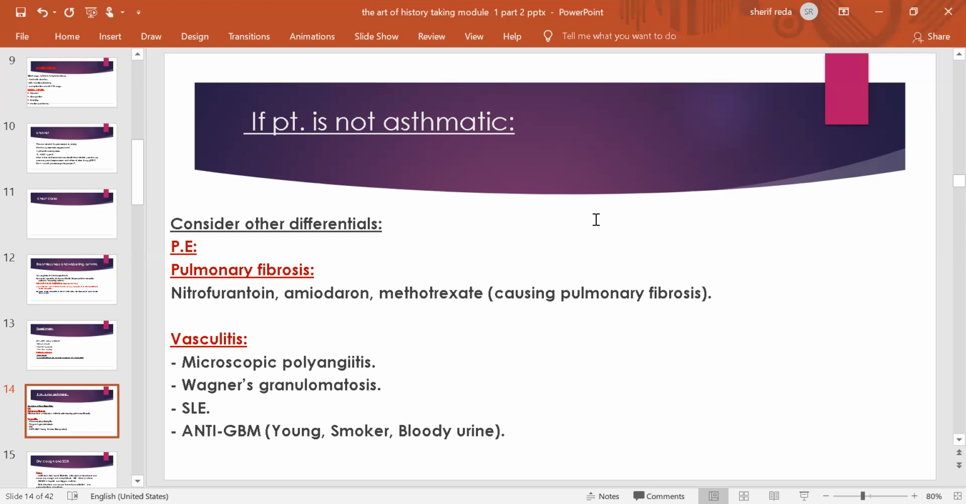And as I told you also, amiodarone is one of the drugs that you have to take verbal consent from the patient for. Methotrexate is a chemotherapy and also can cause pulmonary fibrosis. Vasculitis, as I told you, small vessel vasculitis like microscopic polyangiitis, Wegener's granulomatosis, SLE, anti-GBM. In anti-GBM, you will find the patient is young, a smoker, and has blood in the urine.